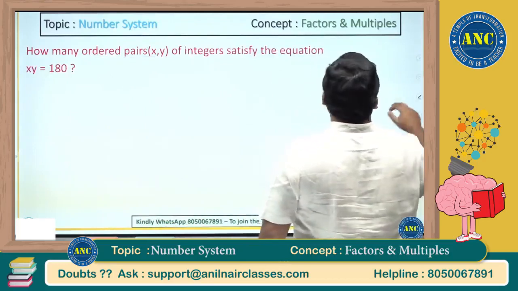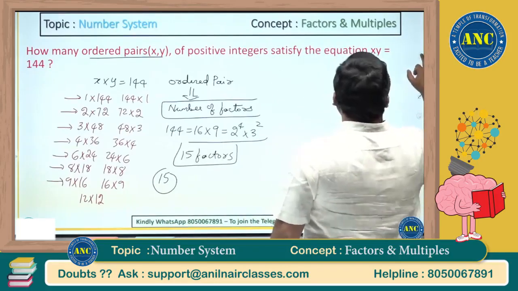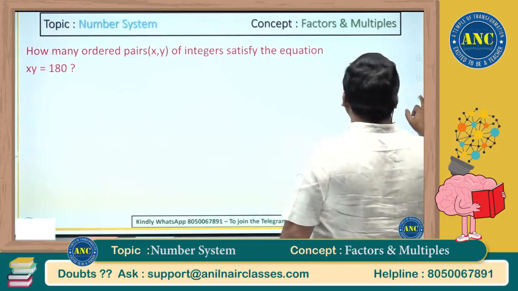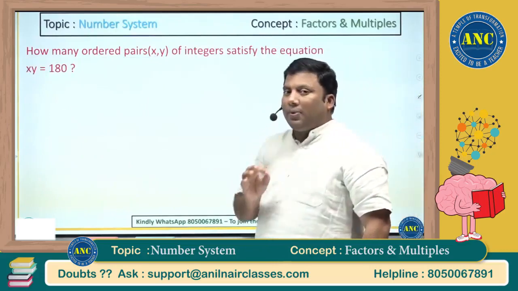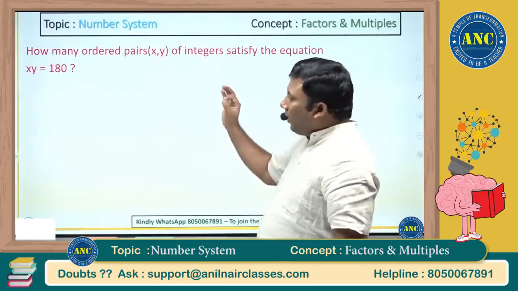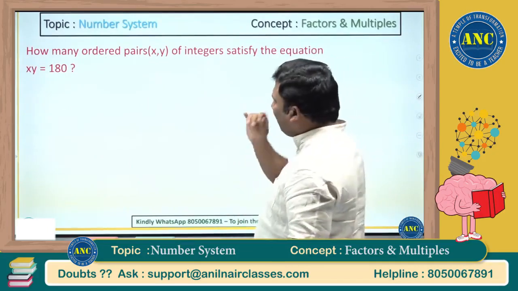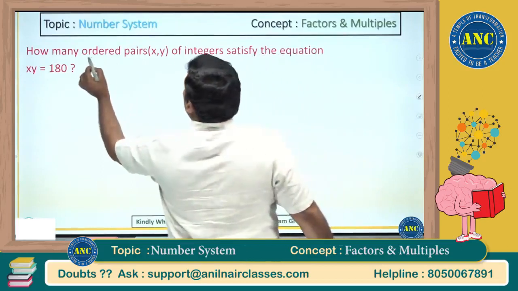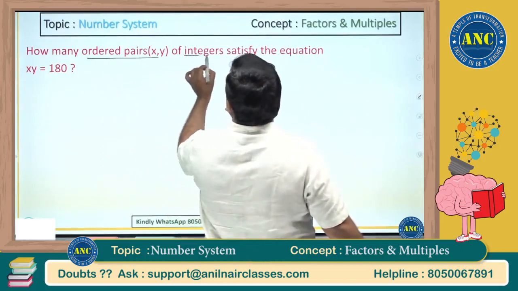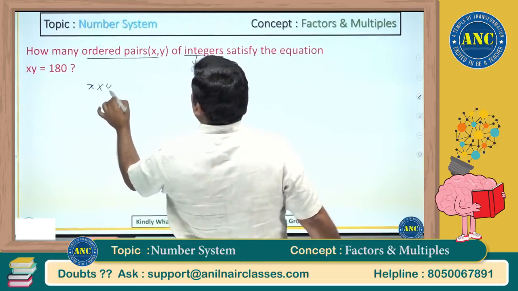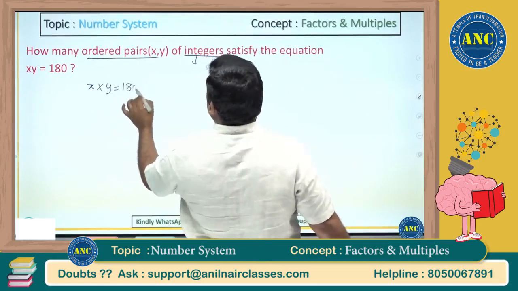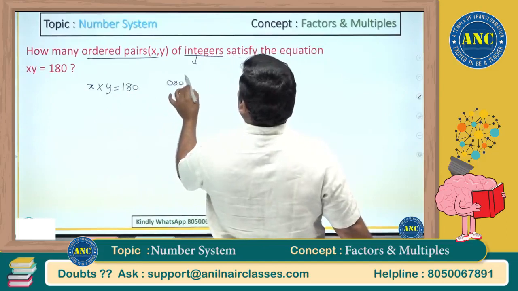Next one. Now see here, what is the difference between this question and the previous question? Read the question properly. Most of the time you might ignore some cases if you do not read the question. How many ordered pairs x, y of integers, x into y equivalent to 180. It is an ordered pair.